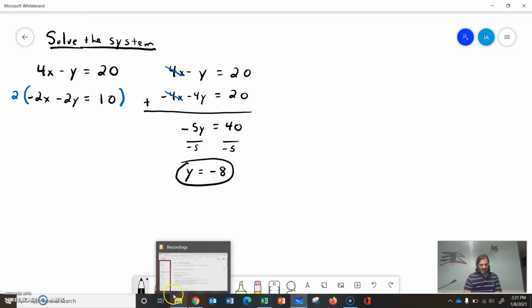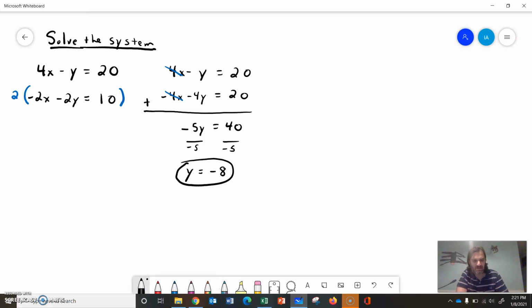Now, I've probably done a majority of the work so far, but it's only half the answer. So I have to go back and I also have to find x. And I can take either of my original equations. I'm going to take the first one and I'm going to say 4x minus, I'm going to plug in my value of negative 8 for y, equals 20. So a little bit cleaner, 4x plus 8 equals 20.